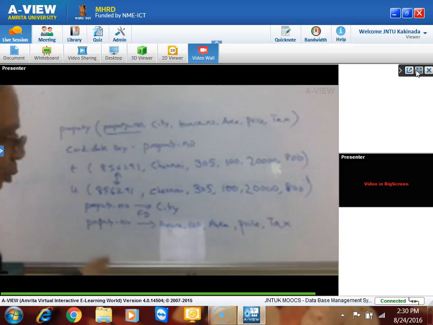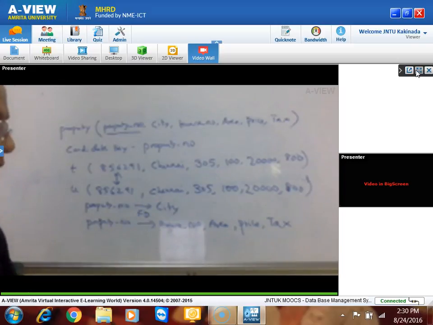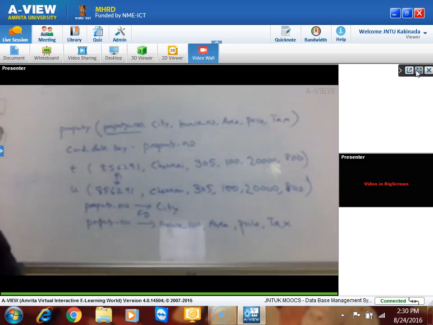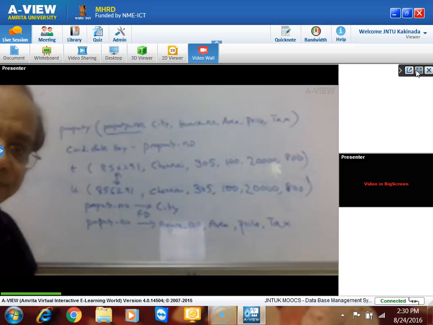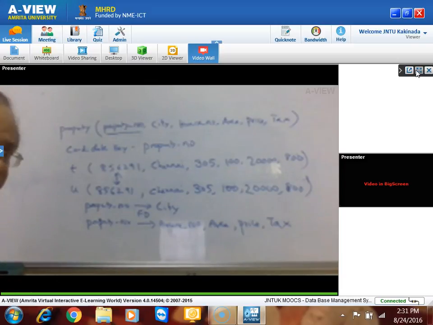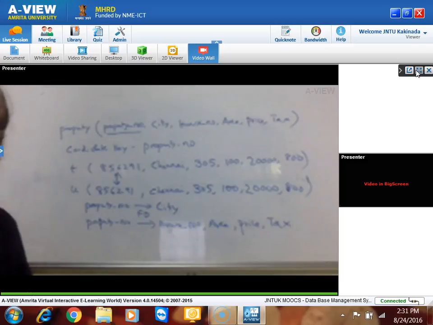You can combine the FDs and put it as one single FD, and all the right-hand sides can be combined and made into a single FD, because this property number uniquely determines all of them. This tells you where the FDs keep coming from, where the functional dependencies come from.